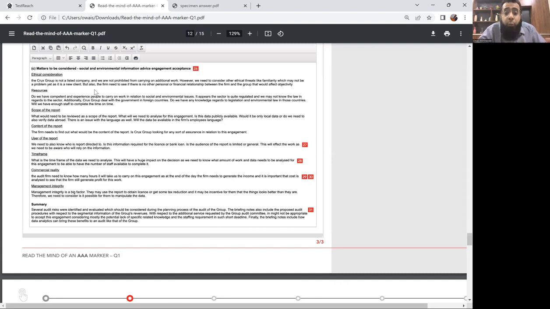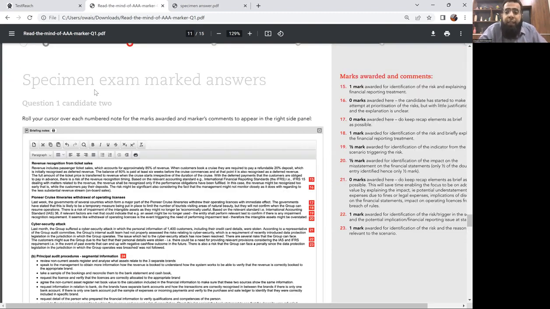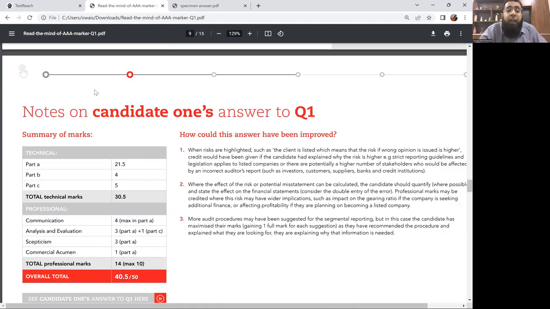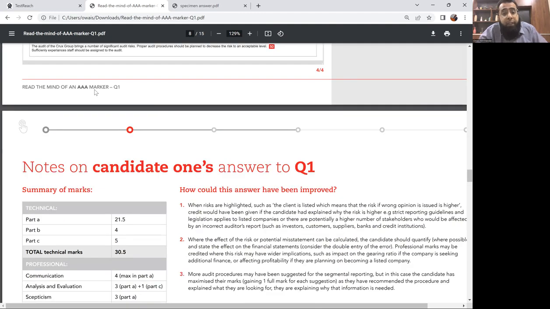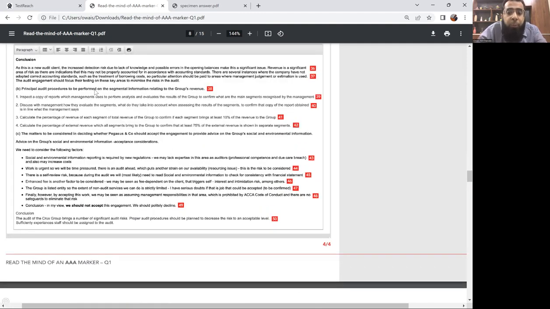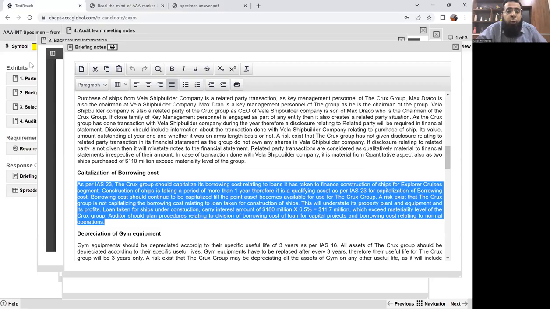Now I'm going back to the candidate 1 answer, because we first read the candidate 1 answer, then we come back and look at the examiner answer, the answer we developed, and also the candidate 2 answer. Now part B relates to principal audit procedures. If you remember, let's go back to the scenario and refer.